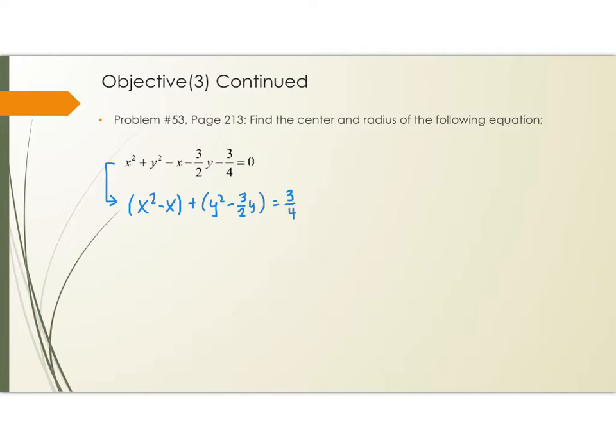So now we have another problem similar to the one before, and we're going to have you practice this one. This is problem number 53 on page 213. Find the center and radius of the following equation. I've already set up for you the x's and the y's, and I put the number on the other side of the equation. That's the first step in this process. Now I want you to pause the video and see if you can finish this particular problem.